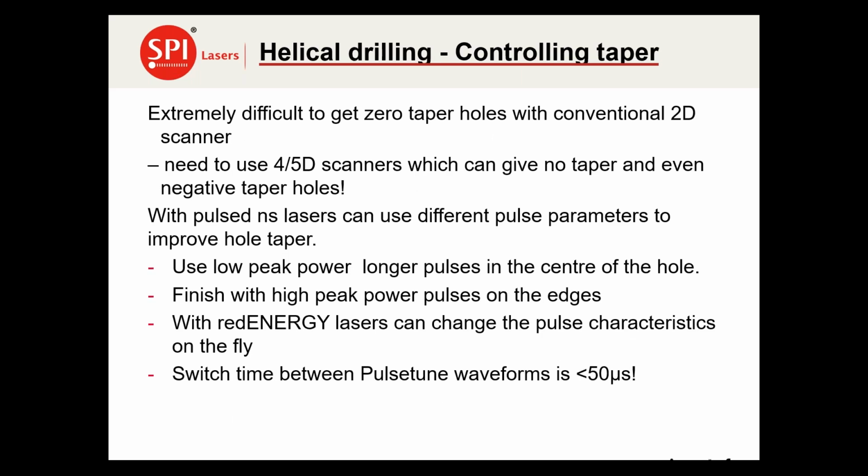It's very difficult to get zero taper with conventional 2D scanners. As I said, we need 4 to 5D scanners to get no taper or even negative tapers. With nanosecond lasers, we can, as I said, use different parameters, and that kind of works well. So our laser energy can basically switch really, really quickly, and we can basically switch waveforms. Actually, it's a microsecond, almost as quickly as between pulses. You could actually change the pulse waveforms.